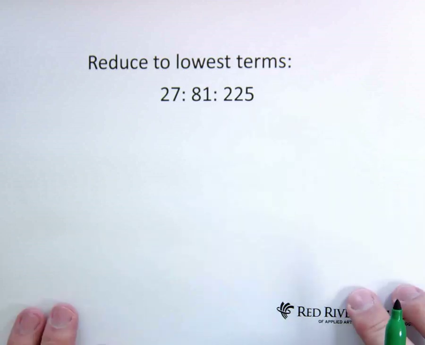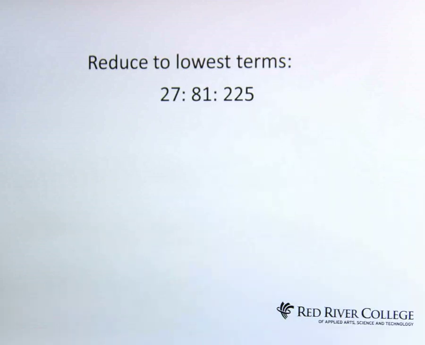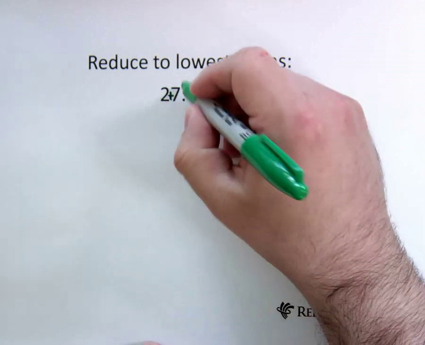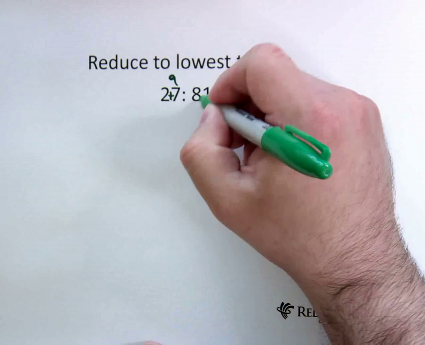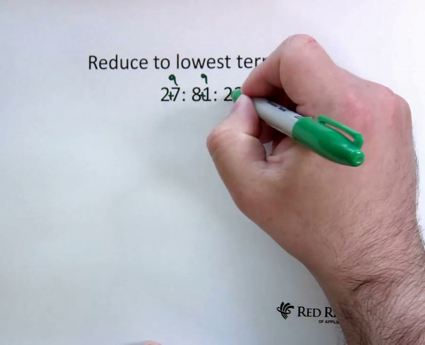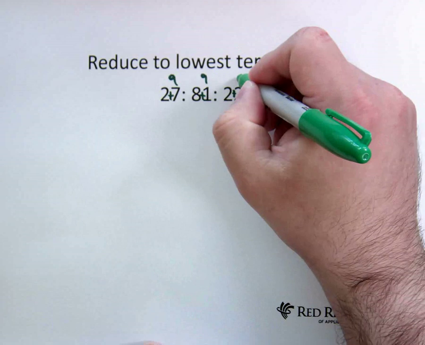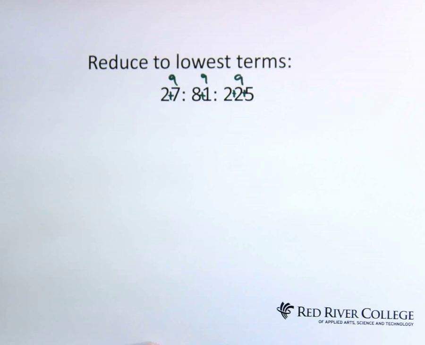All right, a little bit more tricky. We've got 27 to 81 to 225. So they're all odd numbers. Now, when you have odd numbers, you can actually add the digits together. 2 plus 7 is 9, 8 plus 1 is 9, 2 plus 2 plus 5 is also 9. And because each two-digit number and the three-digit number add up to 9, all three of these numbers are divisible by 9.